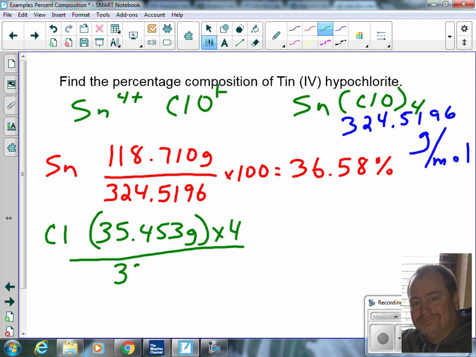I still divide by the mass of the total compound times it by 100. So my top number, 35.453 times 4 gives me 141.812. I take that value and divide it by 324.5196, and I get 43.70%.